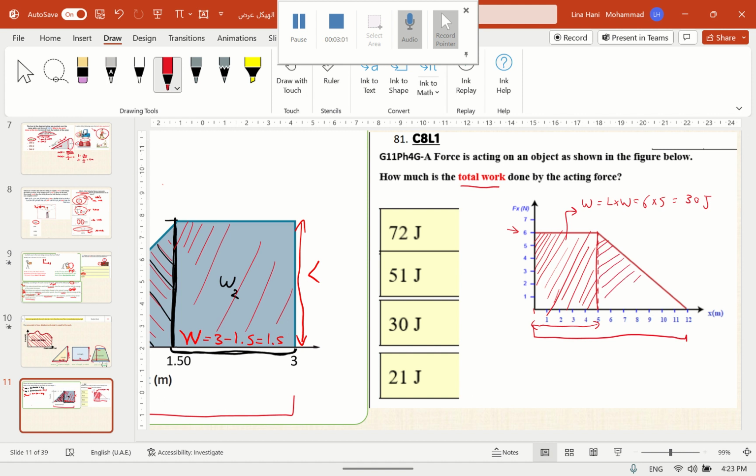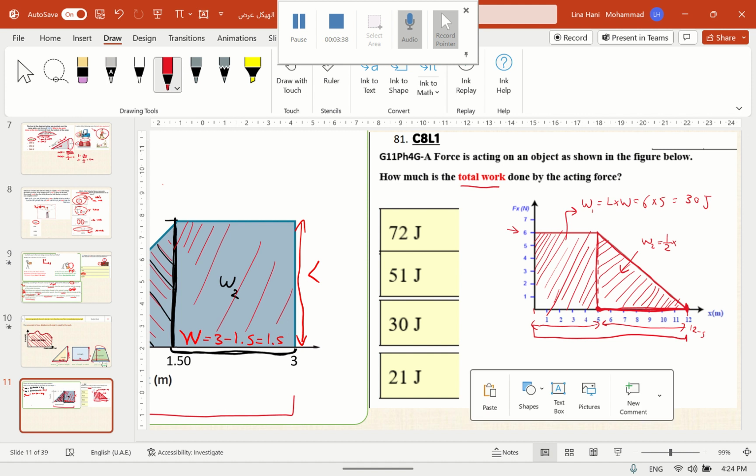Then we have this shape right here under the graph, the area enclosed between the line and the x-axis. This is a triangle. Say that this is work 1. Work 2 equals half times the base. Now how much is the base of this triangle? It is equal to 12 minus 5. The last point here is 12 and this point here is 5. So to find this length here, we subtract 12 minus 5, that's 7.